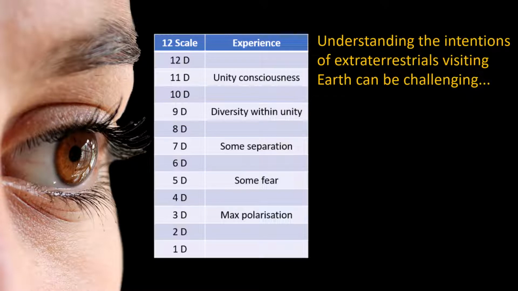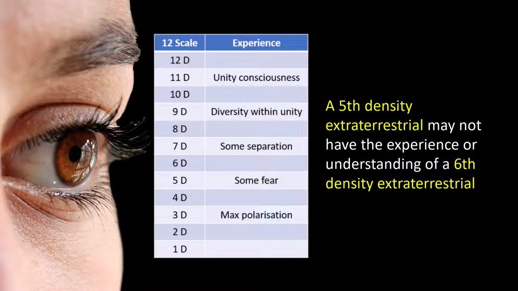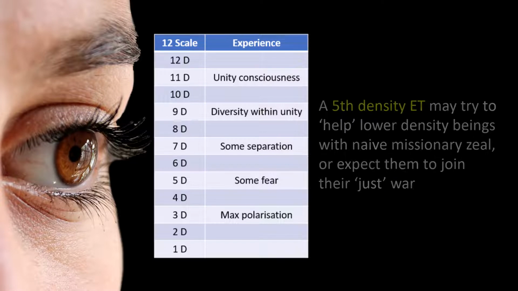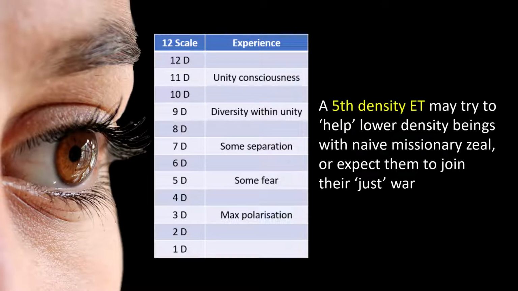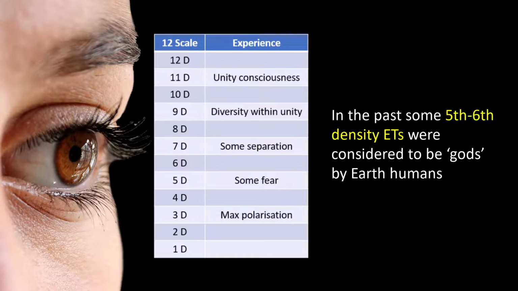Understanding the intentions of extraterrestrials visiting Earth can be challenging. A 5th density extraterrestrial may not have the experience or understanding of a 6th density extraterrestrial. A 5th density ET may try to help lower density beings with naive missionary zeal, or expect them to join their just war. In the past, some 5th and 6th density ETs were considered to be gods by Earth humans.